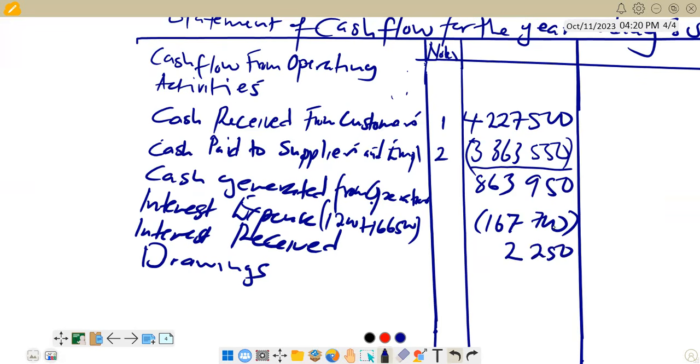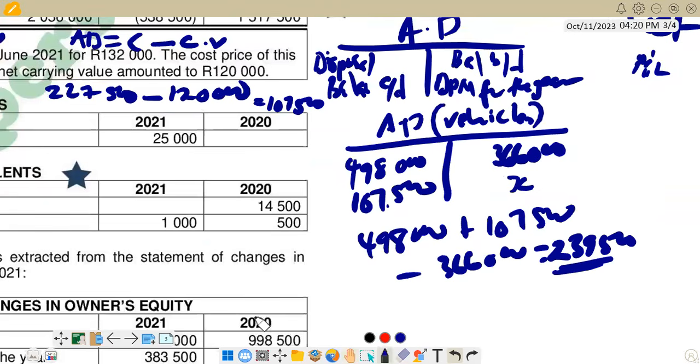Then we also have drawings. For drawings, we are going to check again in the question what amount we have for drawings.